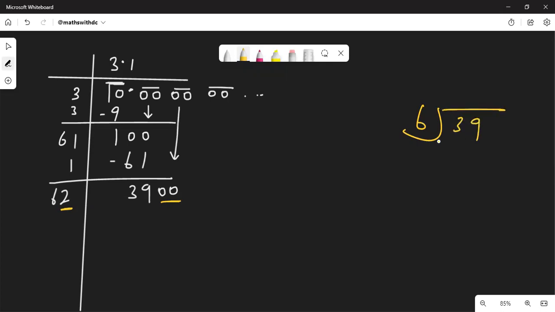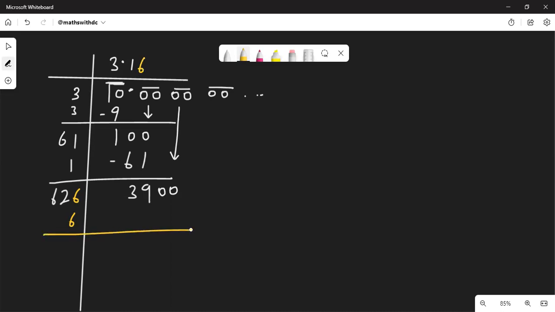How many times do you think 39 is divisible by 6? 6 6s are 36, so it goes 6 times. It cannot be 7. That means you are going to write a 6 here, and a 6 here, and multiply it by 6. You write 6 here, and you should write 6 there also.